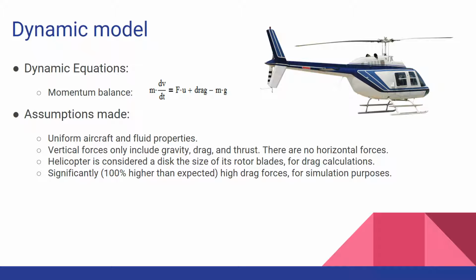Our model used a momentum balance which summed the forces of the helicopter in the vertical direction. This includes lift, drag, and gravity. We focused on altitude control and neglected all horizontal forces. The size of the disk created by blade rotation was used for the helicopter area for our drag calculations.